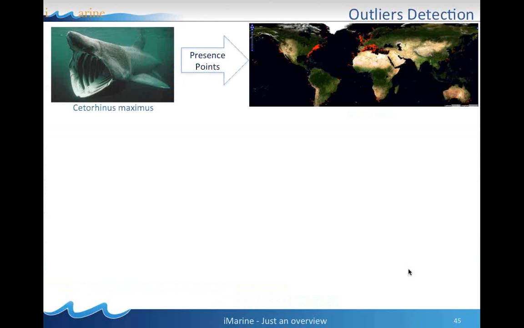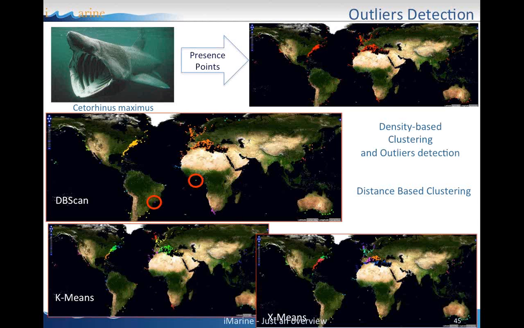For what regards outlier detection, if you have presence points for a certain species, we have facilities to search for these presence points from several repositories of occurrence records for species, and we can automatically detect outliers by using clustering analysis that can be based either on the density of the points or on their distance. These are alternative methods, the ones you see here.